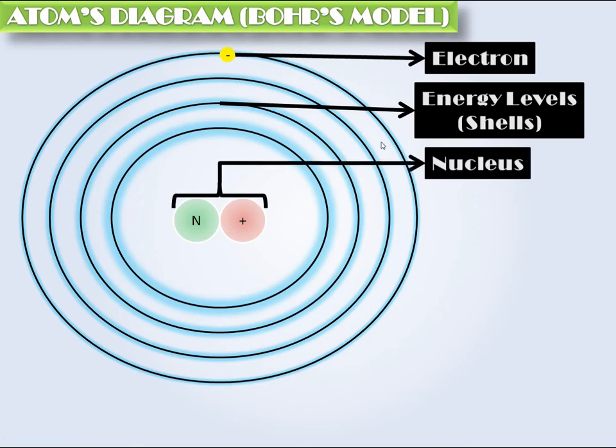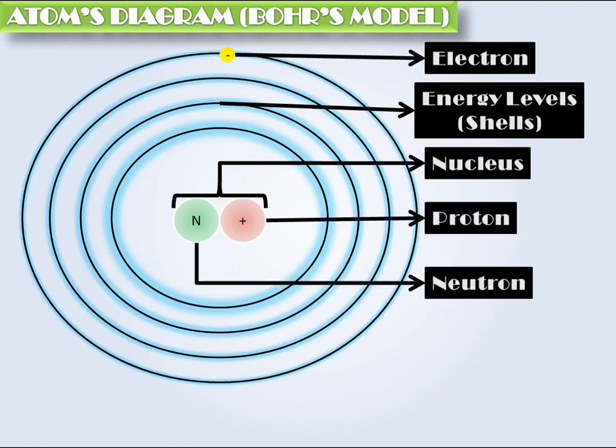Then we have the nucleus. The nucleus is made up of two particles, namely the proton and the neutron. The proton is the positively charged particle, which is the opposite charge to the electron, which is the negatively charged particle, right? And the neutron is a neutral particle. It doesn't have any charge.